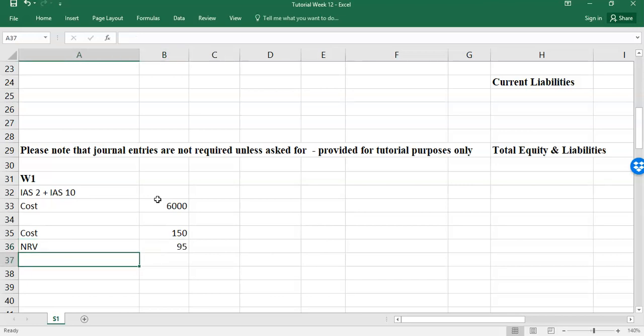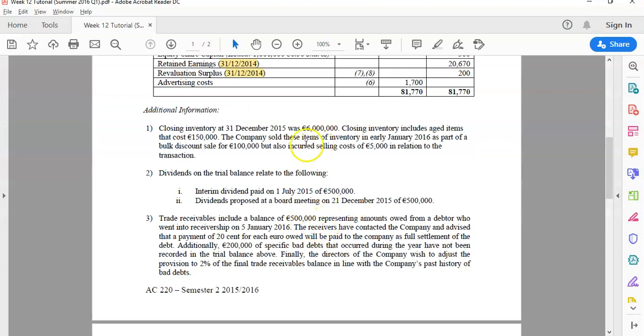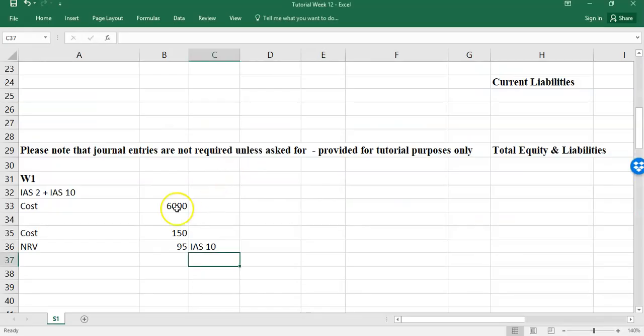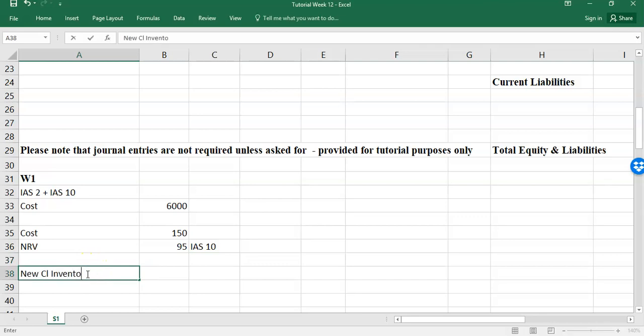Now, that's an important point because in IAS 10, even though it's sold after the year end, it gives us evidence of a condition, i.e. a write-down of the inventory that was in existence at the year end. So what IAS 10 says is that is information that you should use to update your inventory. So you're going to reduce your closing inventory. It's going to be 6 million minus the difference. So the difference here is you're writing it down by 55.